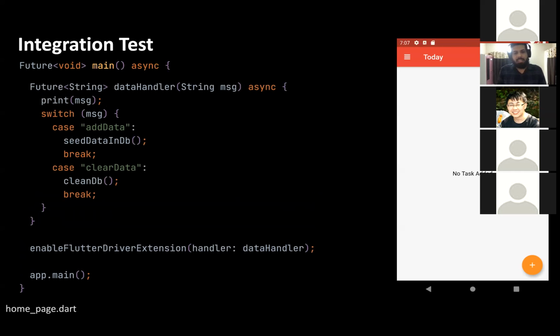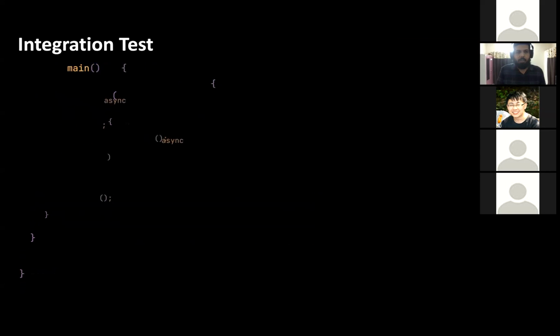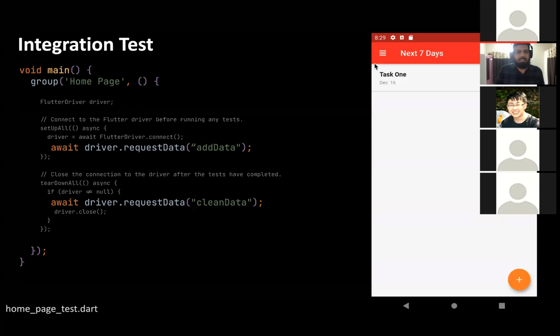Now we have passed the extension and the handler here, but how do we get control of that in the test? As you remember, this is our test class, and I have explained the setup and teardown. In that, you access it through a driver API called request data. Whenever you request data, it will use that callback method on the Flutter driver extension, which we have defined. So when I'm setting up the Flutter driver, I'm adding the data, and when I'm tearing it down, I'm requesting clean data.